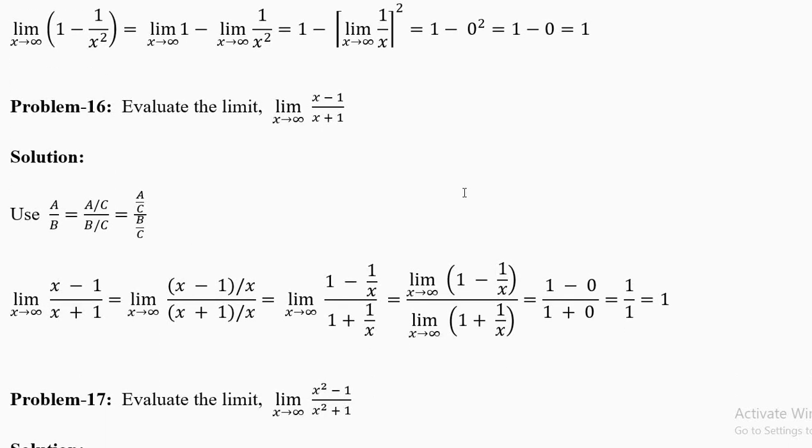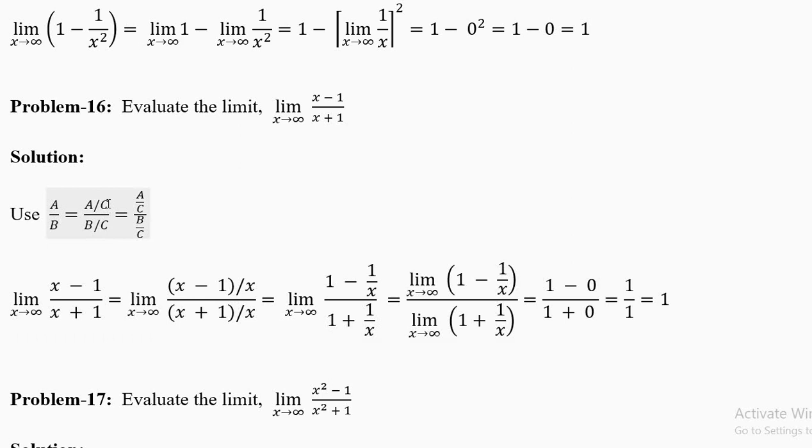Now let's look at the next question. Evaluate the limit of (x minus 1) divided by (x plus 1), x going to infinity. Now what you do in this kind of question is divide by x. Divide up by x, down by x. You'll get (1 minus 1 by x) over (1 plus 1 by x).